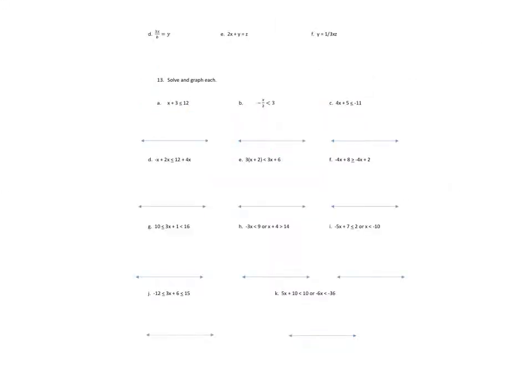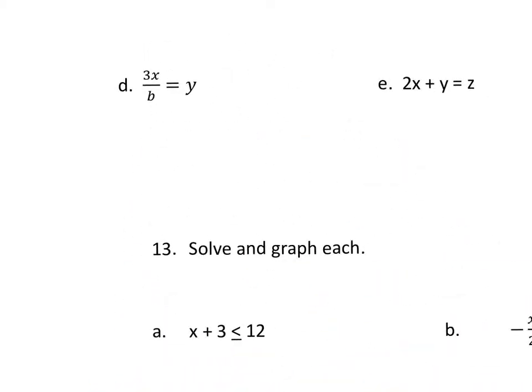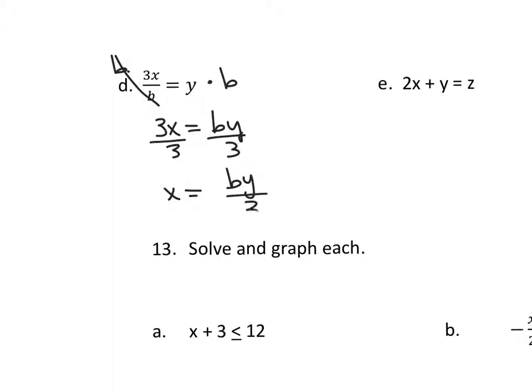Okay, to solve for x in letter D, what you want to do is get rid of the b's. So you're going to multiply both sides by b, and the b's will cancel out. So you have 3x equals by, and then I'm going to divide both sides by 3. So x equals by divided by 3.